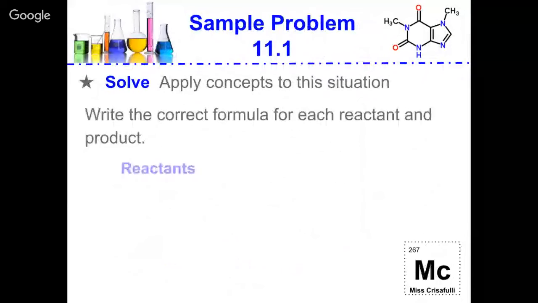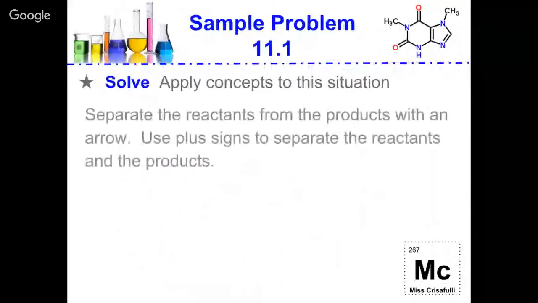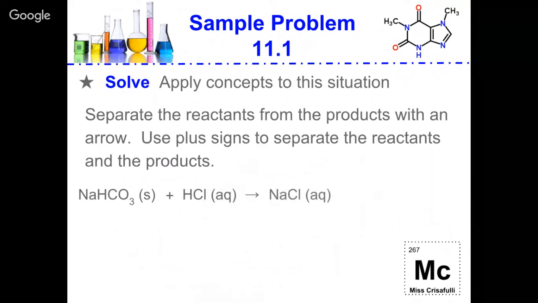Now what we need to do is change these names to formulas. So sodium hydrogen carbonate solid, hydrochloric acid. Our products are sodium chloride aqueous, water is a liquid, and carbon dioxide is a gas. Now that we have all of our formulas and they're written correctly, we can put them into the equation. So we are going to set up our equation, reactants on the left, products on the right. Each reactant is going to be separated by a plus sign. Each product is going to be separated by a plus sign. So we have sodium hydrogen carbonate as a solid, plus hydrochloric acid, aqueous, yields sodium chloride aqueous, plus water as a liquid, plus carbon dioxide as a gas.